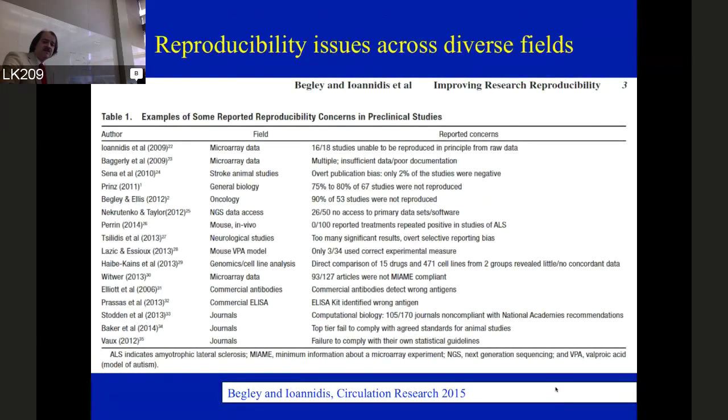There's many reproducibility issues across very different fields that have been launched. A couple of months ago, I wrote that review with Glenn Begley, just listing a number of fields where reproducibility concerns have been raised. Microarray data, stroke animal studies, general biology, oncology, genome sequencing, in vivo mouse studies, neurological studies, mouse models, genomic cell line analysis, commercial antibodies, commercial ELISA, and the way that journals handle scientific information. Most of these people don't really communicate with each other, but they all kind of describe very similar problems.